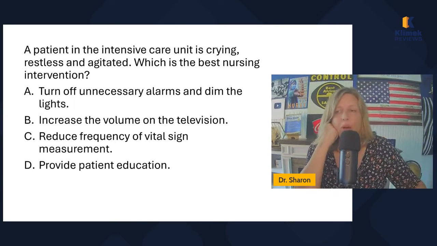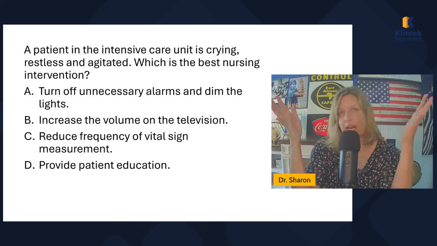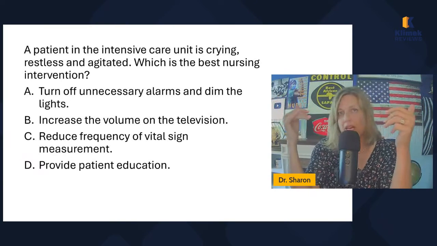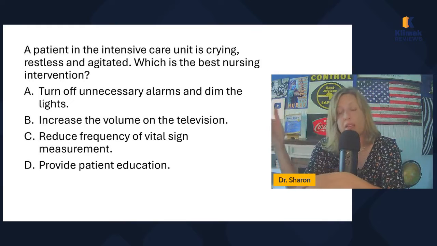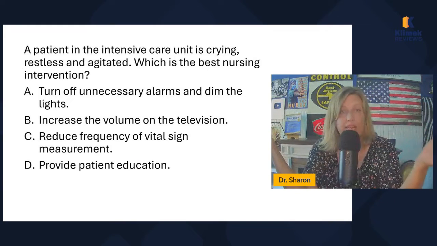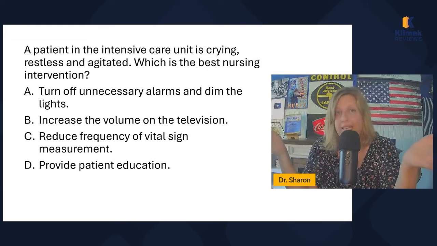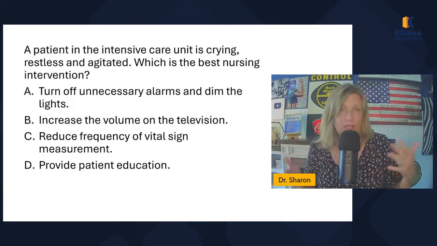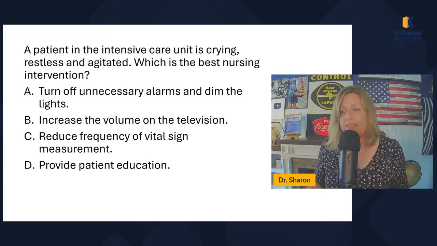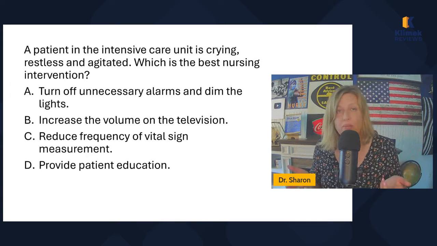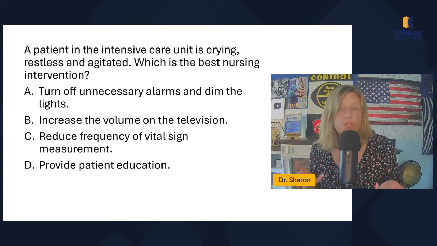But I do know there's a lot going on in the intensive care unit. There are a lot of alarms, a lot of lights on, all kinds of stuff going on. So is crying, restlessness, and agitation a symptom of overstimulation by the lights? Well, it could be. So let me look at it. The answers seem to reflect that.